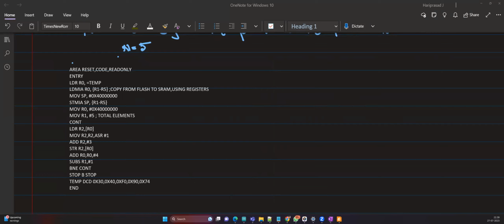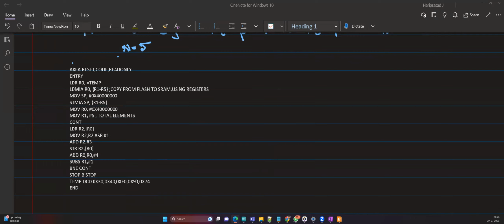Rest of the code lines, can you explain? R0 will hold the address of temp, which is just a temporary variable. No, sir. LDMIA is a new term. It is load multiple instruction. LDMIA loads the contents of whichever location we are mapping.